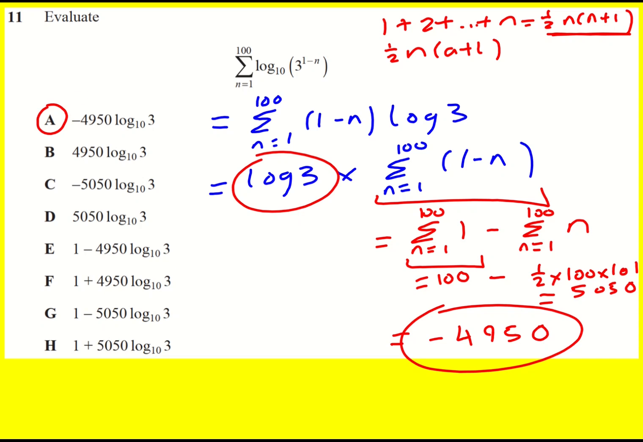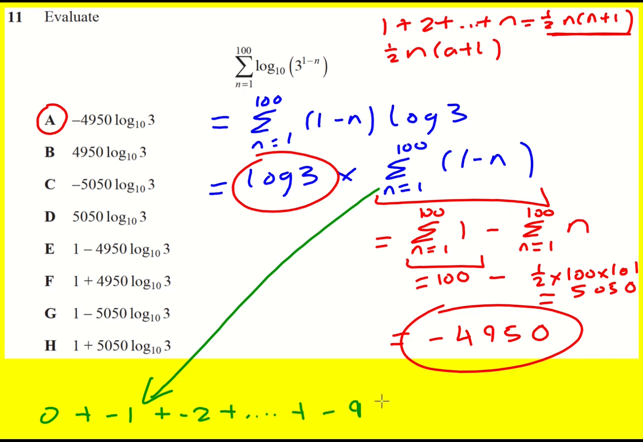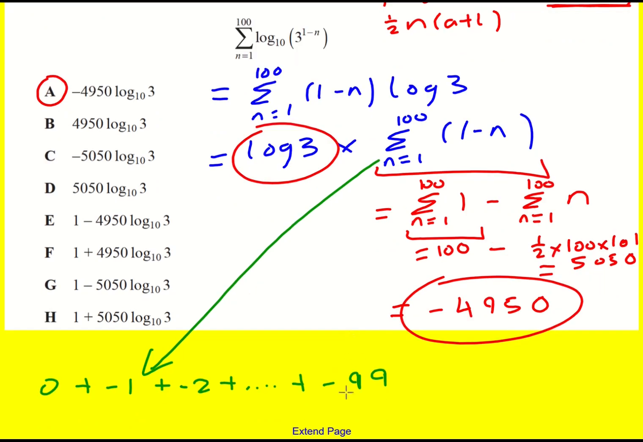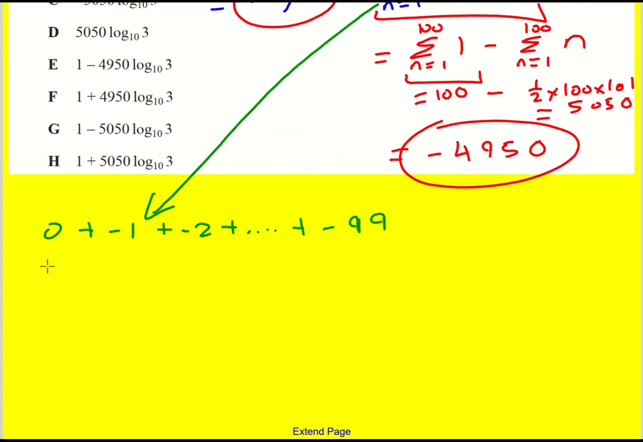Now, alternatively, if you didn't think to split the summations or you're less comfortable with that, then what we could do is take this and just see what happens when we substitute 1 in. We're going to get 0 plus minus 1 plus minus 2 all the way up to the last term, which is minus 99. And you could use the arithmetic series formula from that. In fact, maybe take the minus out first.